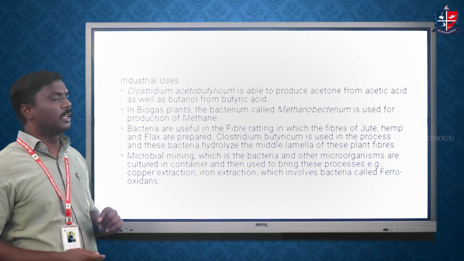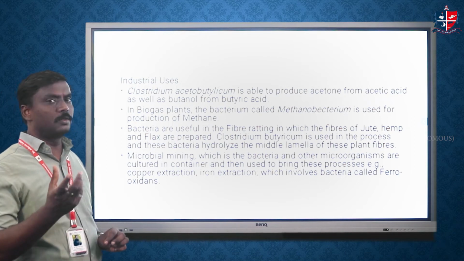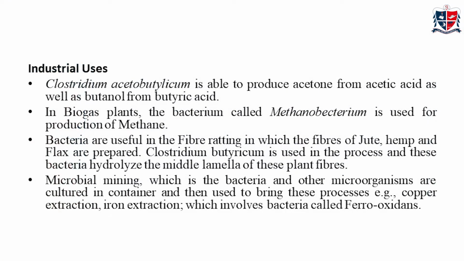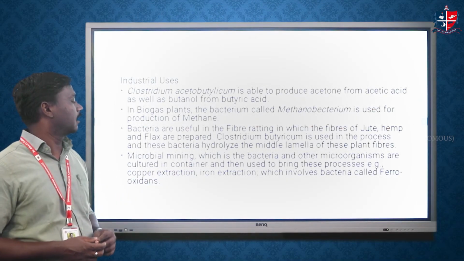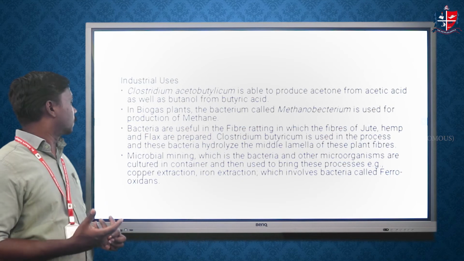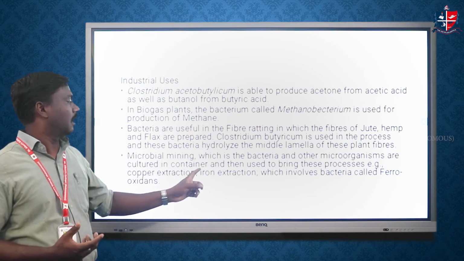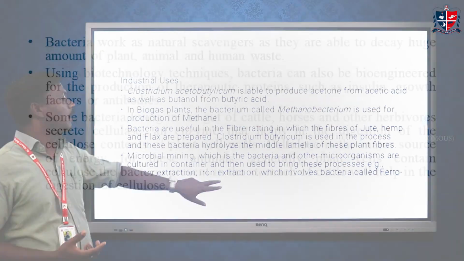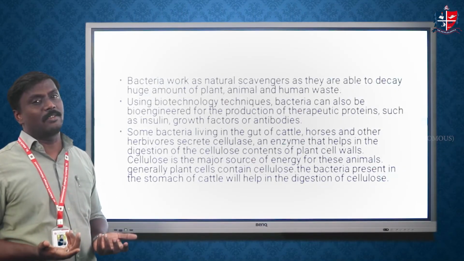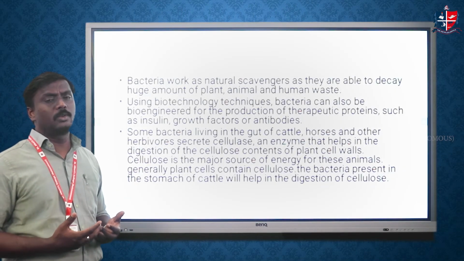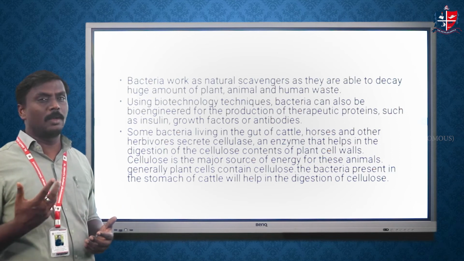Bacteria are useful in fiber retting, in which the fibers of jute, hemp, and flax are prepared. Clostridium butyricum is used in this process, as these bacteria hydrolyze the middle lamellae of the plant fibers. Then there is microbial mining, in which bacteria and other organisms are cultured and contained and then used to bring about processes, for example copper extraction and iron extraction, which involve bacteria called Ferrooxidans. And bacteria are natural scavengers, and they are able to decay huge amounts of animal and human waste.